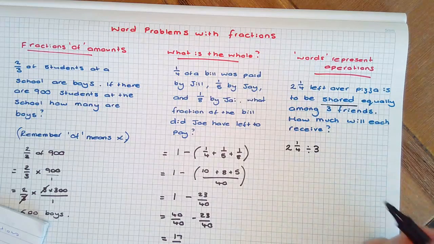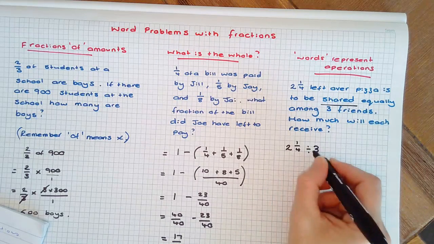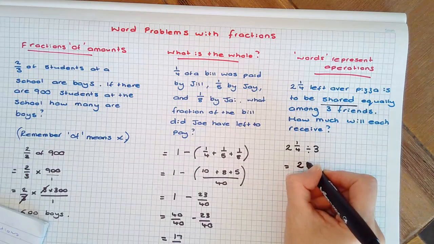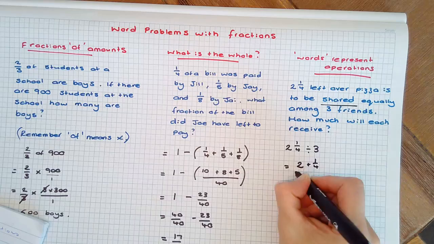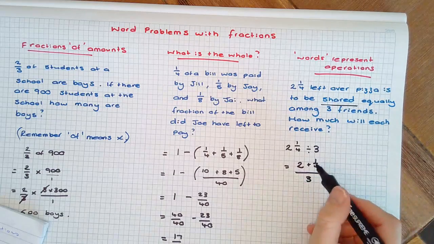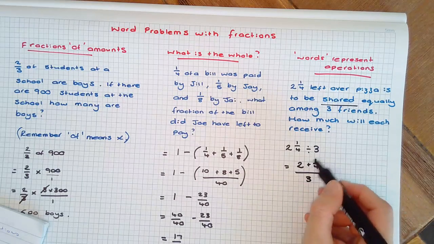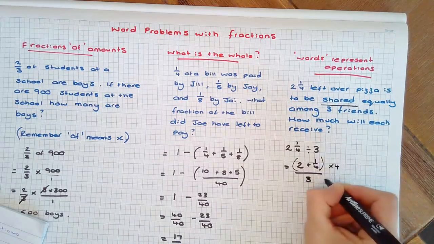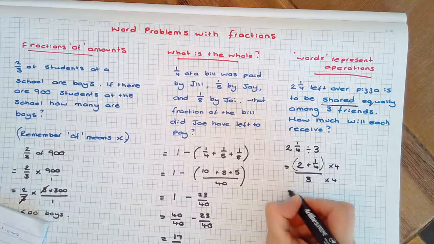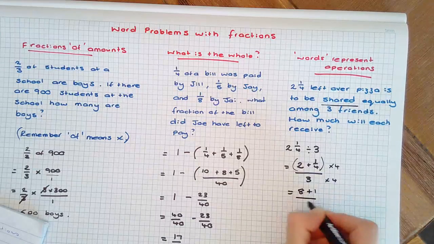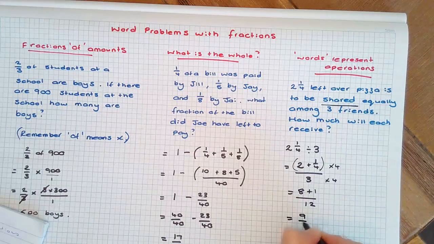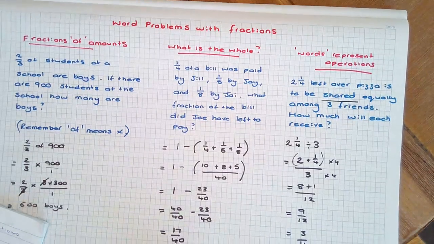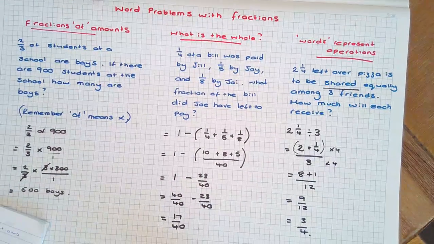Now you can do this in lots of different ways. I like to actually do division of fractions as a division. That is 2 1/4 over 3. To get rid of the fraction in the numerator, we'll multiply the numerator and denominator by 4 using the distributive law. We get 8 plus 1 over 12, which simplifies to 9 over 12, and we finally get our answer, 3/4. Each person will receive 3/4 of a pizza.